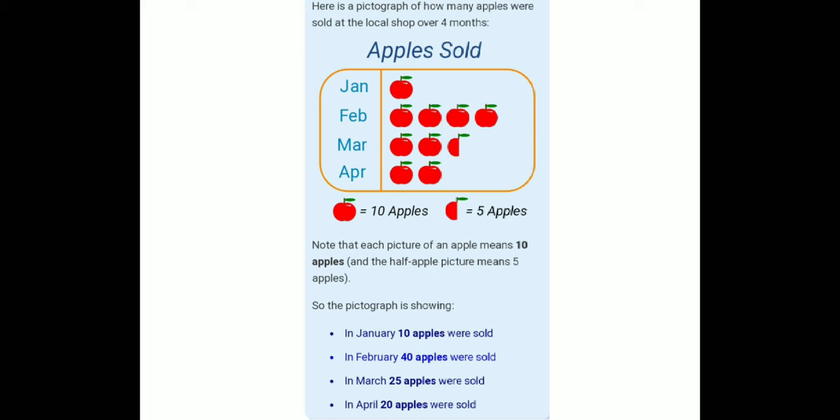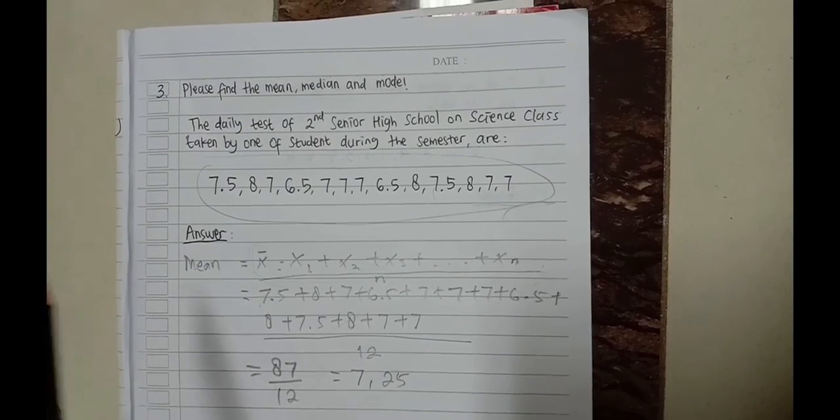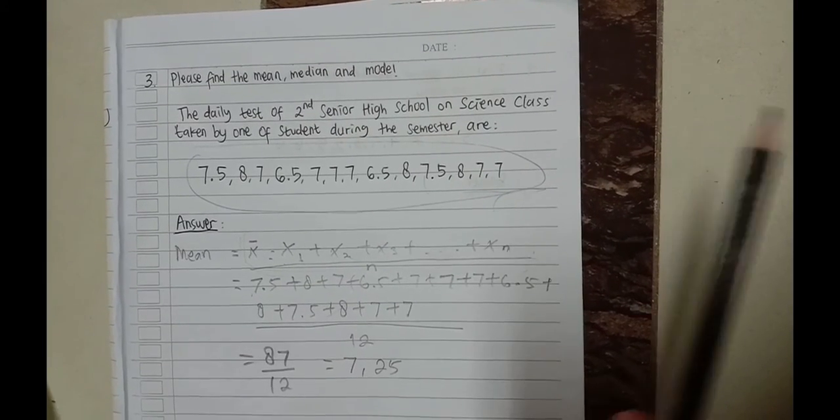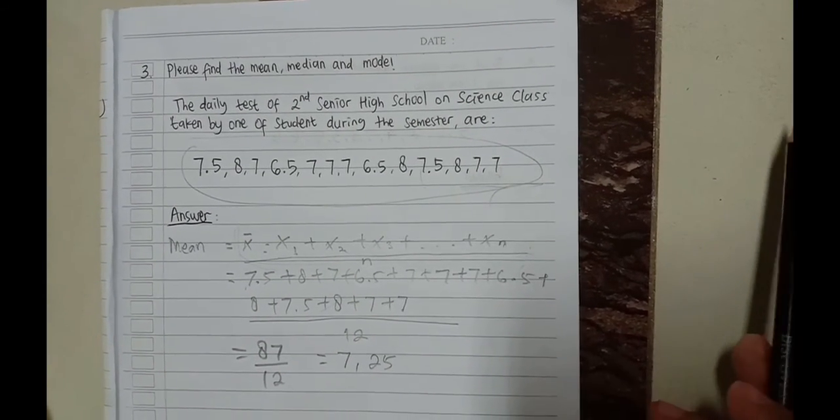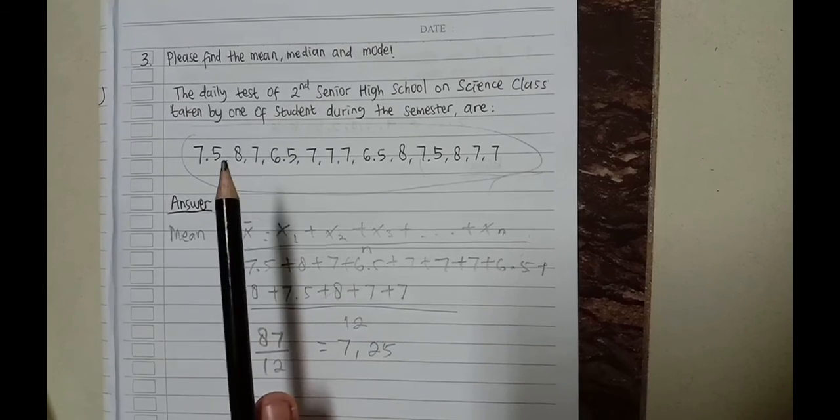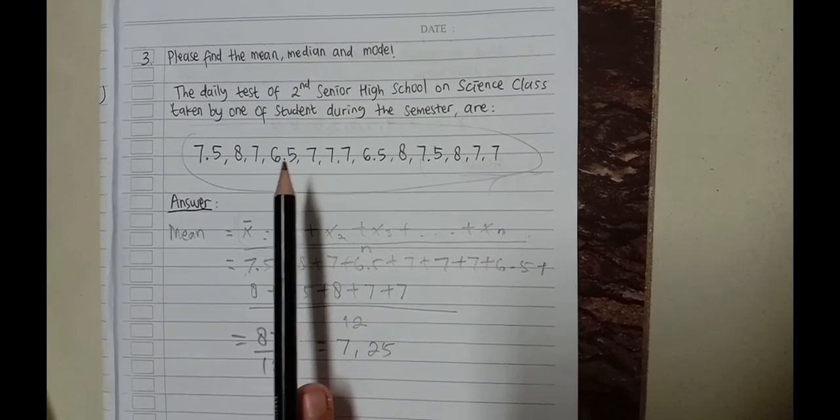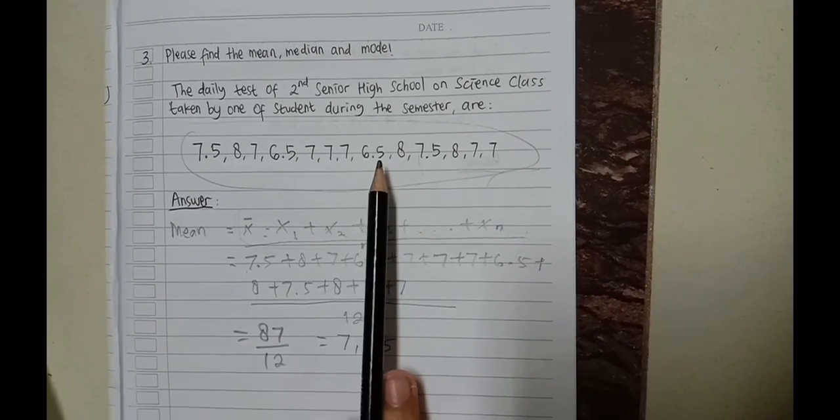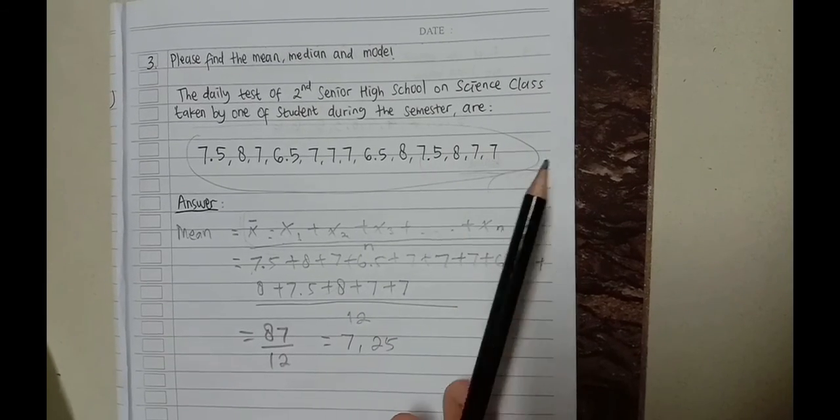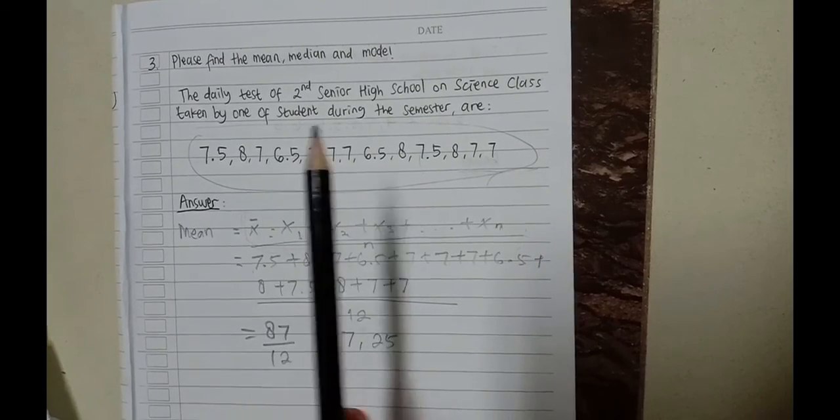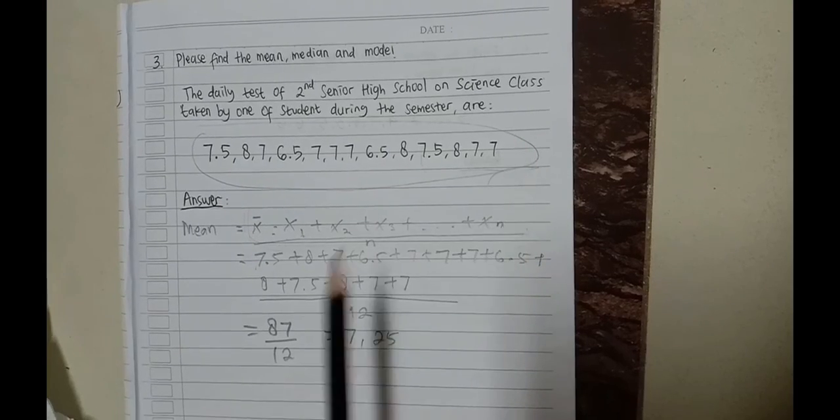We use an apple as the icon. The third exercise. Please find the mean, median, and mode. The daily test scores of the second senior high school science class taken by one of the students during the semester are 7.5, 8, 7, 6.5, 7, 7, 7, 6.5, 8, 7.5, 8, 7, 7, and the total scores are 12.